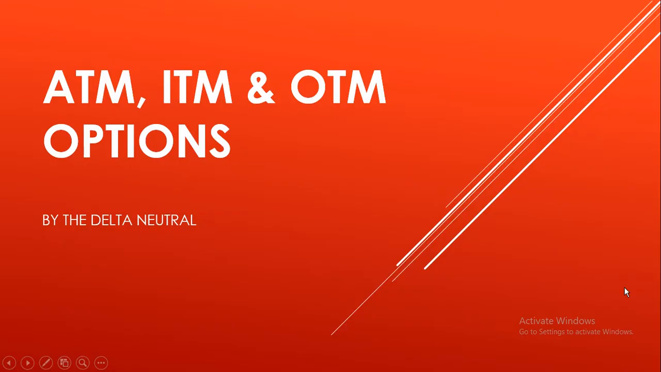What's up friends, we're on the screen right now and let's start with what are at the money, in the money and out of the money options, or in short the ATM, ITM and OTM options. Well, most of you might be having some difficulties in understanding this from the conventional definitions. So what I tried here is to make the same thing in an easier way.